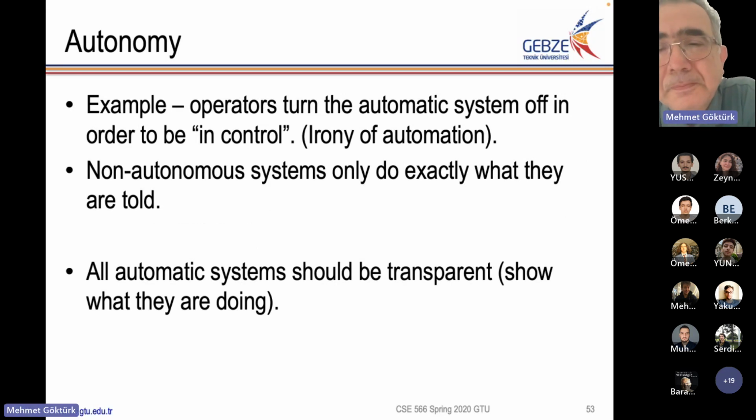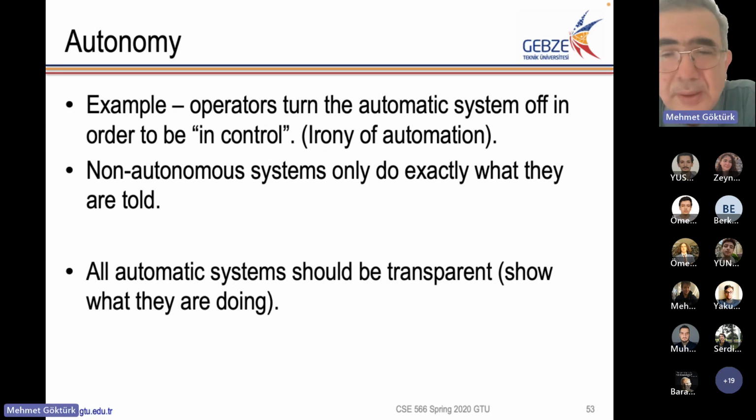It's interesting to note that in order to get control, operators turn off automation. So between automatic mode and manual mode, operators switch to manual mode to get better control. So it is kind of an irony.